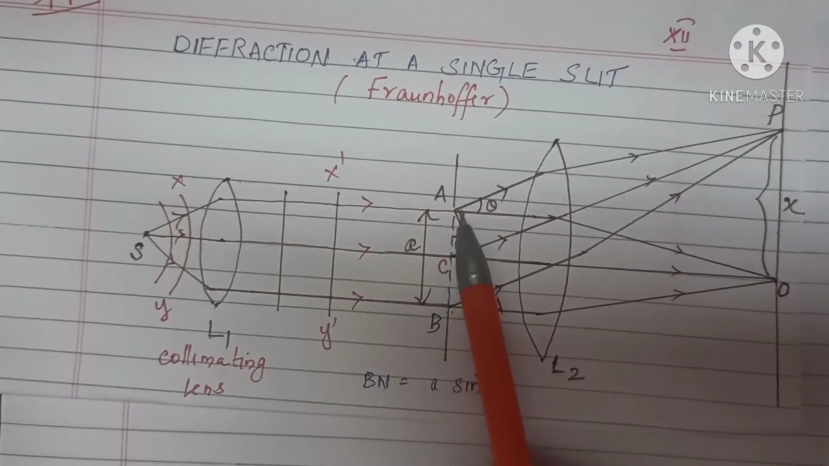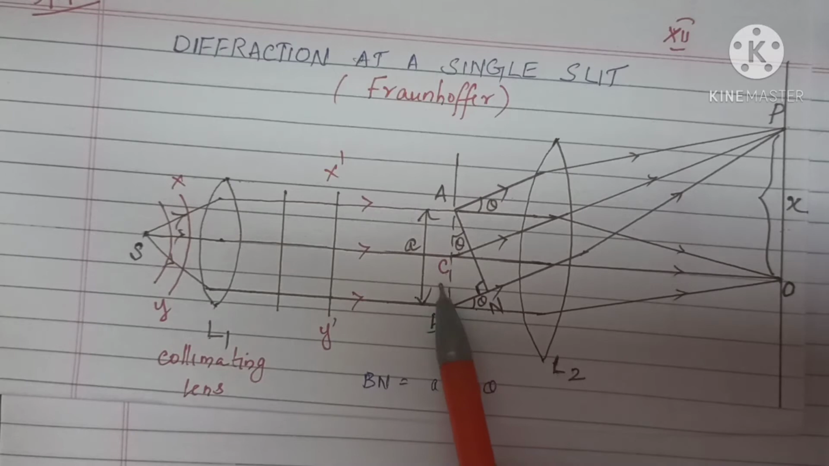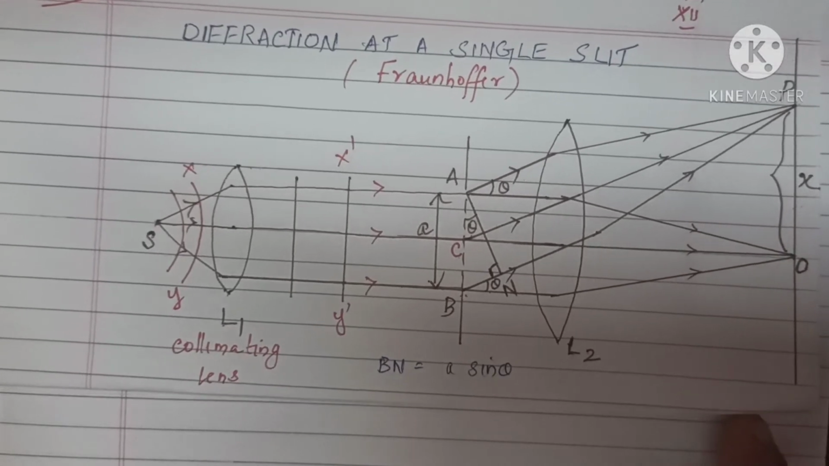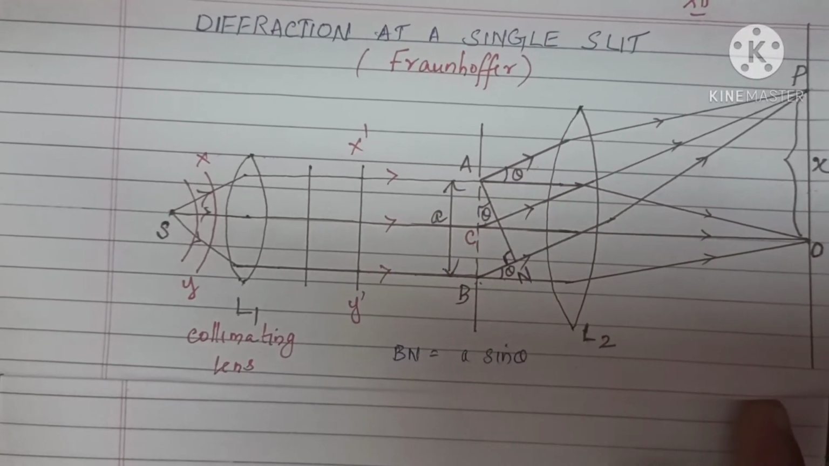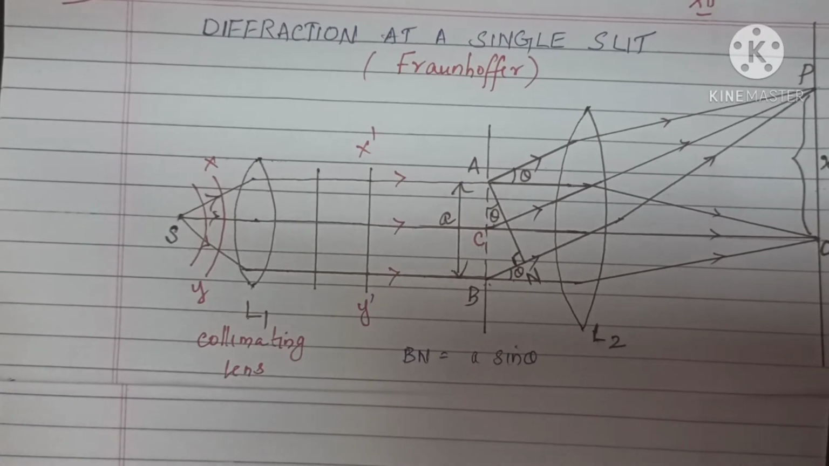Clear? The slit can be divided into two, the upper half and the lower half. From the upper half as well as from the lower half, the path difference between the secondary wavelets is considered to be 0. If the path difference is 0, you know that is the condition for constructive interference, and as a result we get a bright point on the screen, isn't it?